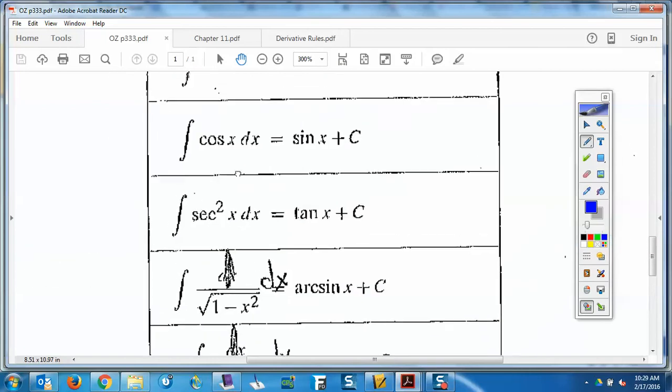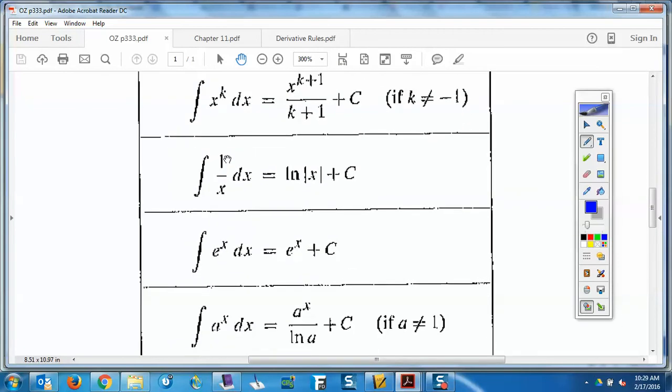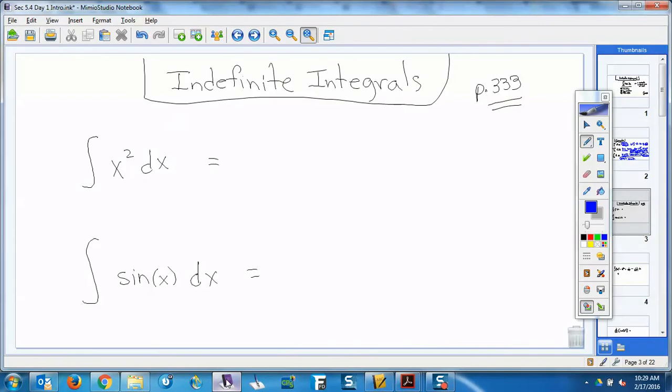That's it. If you know those basic antiderivative rules, then our job from here on out is how do we turn the functions we're given, that we're supposed to take the antiderivative of, into something like this so we can do it? Well, that's where things like U substitution come in. All right, so here we go. Let's go through a few. You don't have to write them down if you don't want to, but just a few.